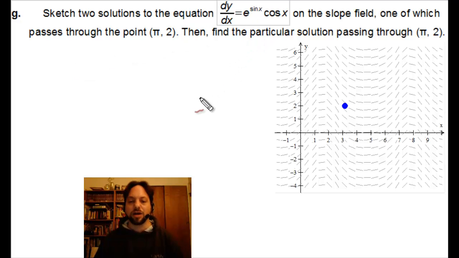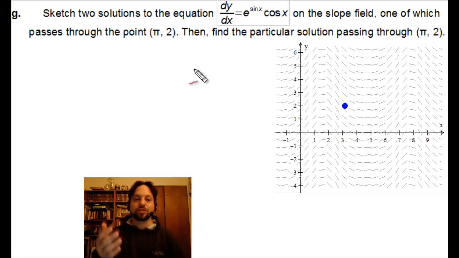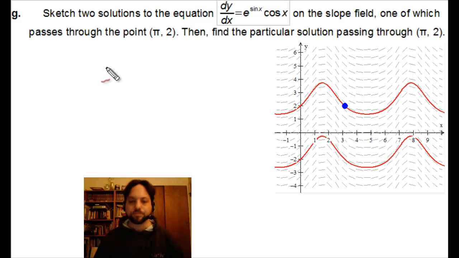You see here that I am given a slope field with lots of little pieces of slope, and I am given a point, and you see it there in blue. That's the point pi comma 2. Now the directions state to sketch 2 solutions on this slope field, one of which passes through that point. So I'll go ahead and do it for you.